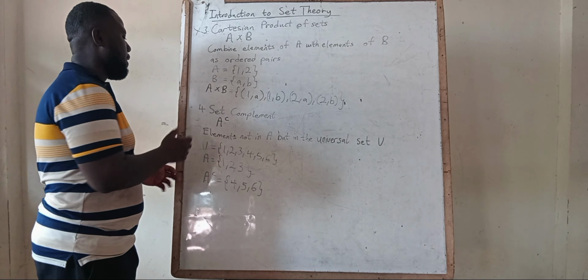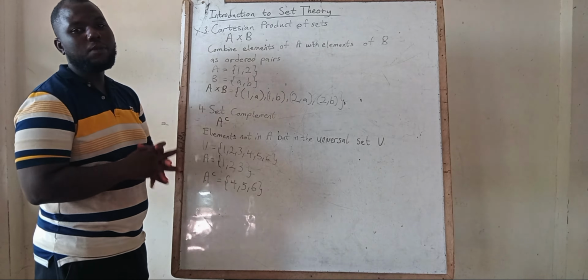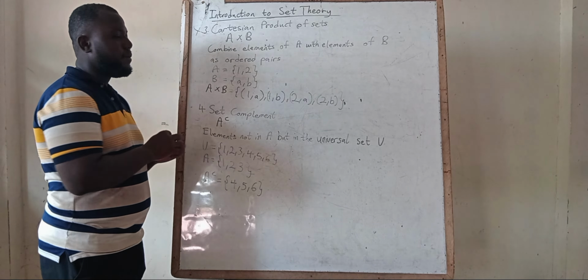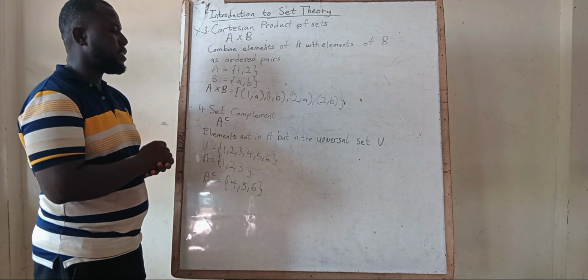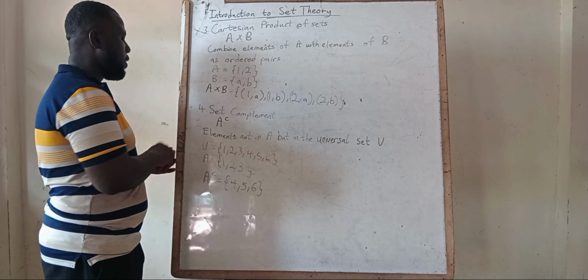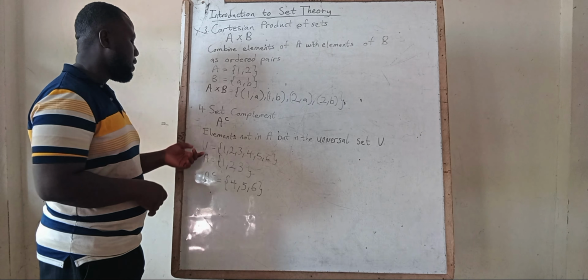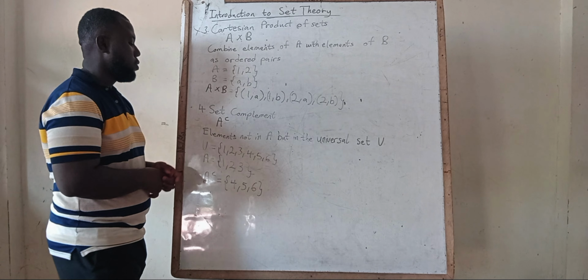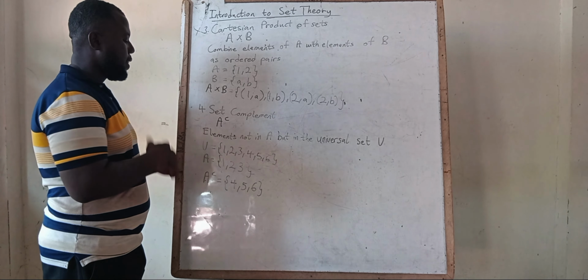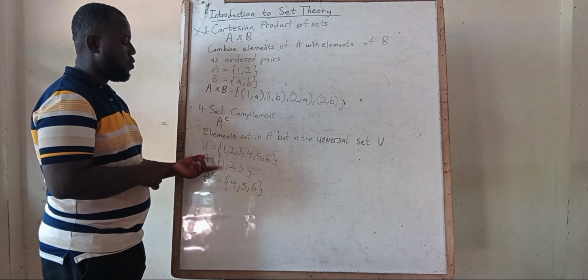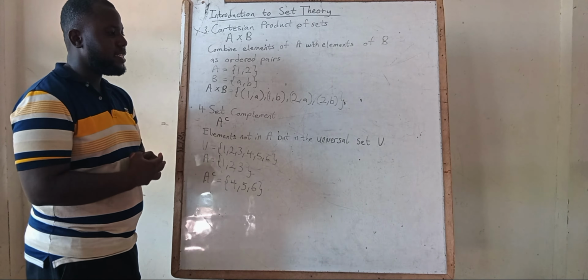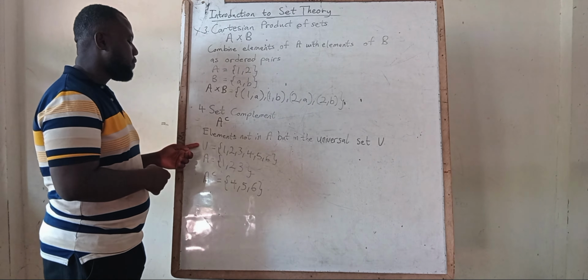So if you see A raised to the power C, it means A complement. The elements that are not in A but are in the universal set are what make A complement. So if you have a universal set, denoted as capital U, having 1, 2, 3, 4, 5, 6, and A has 1, 2, 3, to find A complement, you just find the elements that are not in A but are in the universal set.